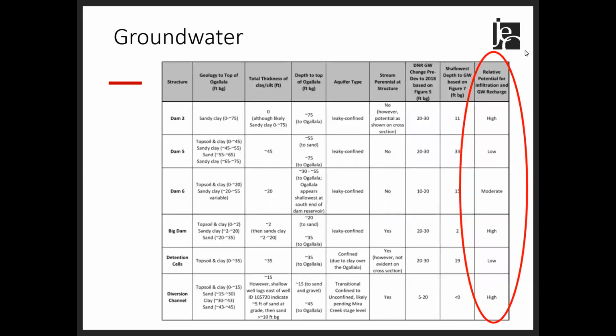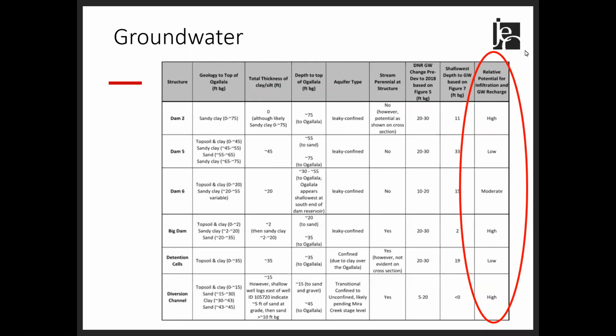And this table is the summary of our groundwater analysis, calling your attention to the column at the right-hand side of the slide, where it lists relative potential for infiltration and groundwater recharge. This is the result of the cross sections that were analyzed in the previous few slides to come up with a relative figure for what anticipated groundwater recharge would be for each of these structures.